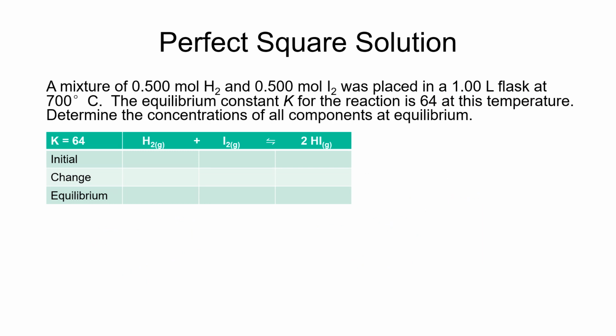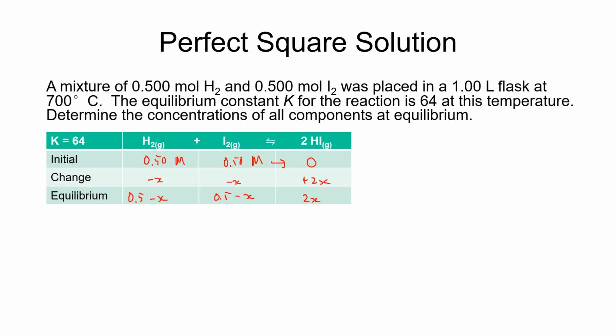Alrighty, so let's solve this perfect square. We are starting with a concentration of 0.5 moles per liter of the hydrogen, 0.5 moles per liter of the iodine, and no hydrogen iodide. So this reaction has to go to the right. It means you're going to lose some here, you're going to lose some here, and you're going to gain 2x here. And that means that at equilibrium, it's going to be 0.5 minus x, 0.5 minus x, and 2x.